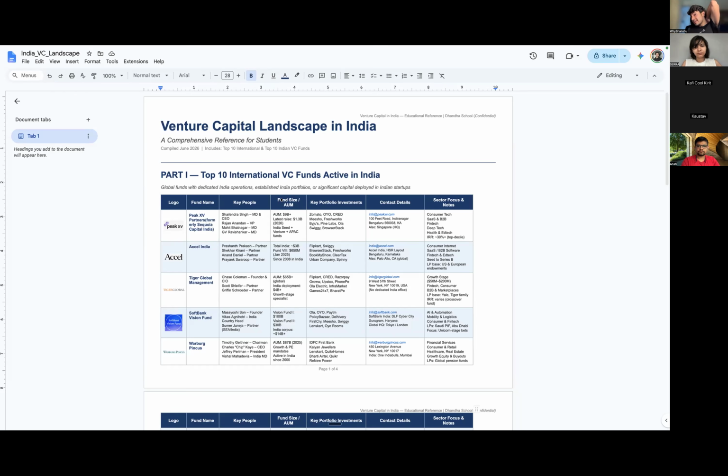Now, next column is fund size and AUM. AUM, for those of you who don't know, simply means assets under management, which is the size of their portfolio, which is the sum of the valuation of all of their companies right now.